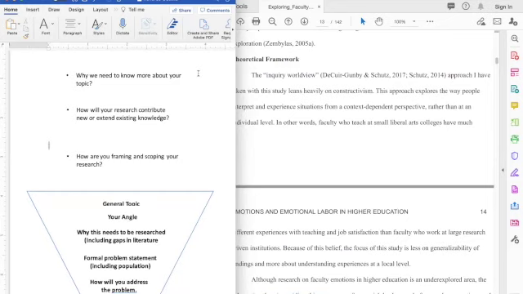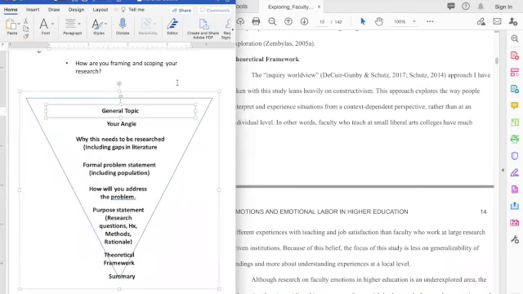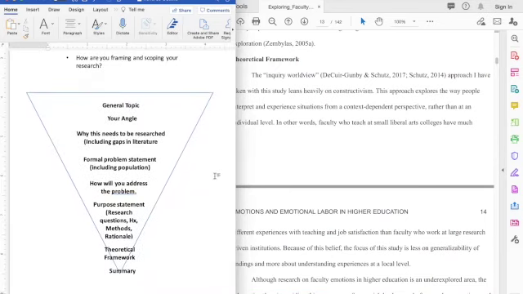And then third question, how is she framing and scoping her research? Now we know about our inverted triangle. This is the one that I used in mini lesson number 1, and it follows the Edgewood template.